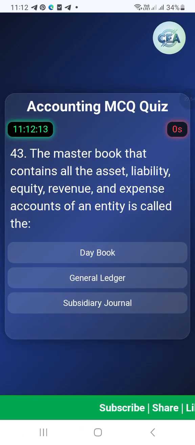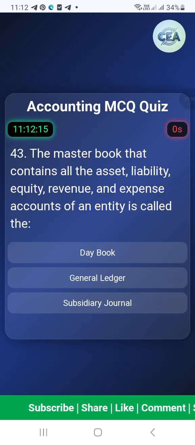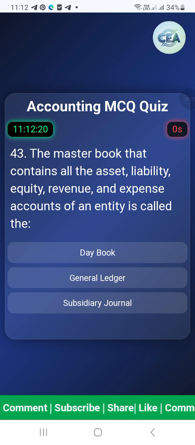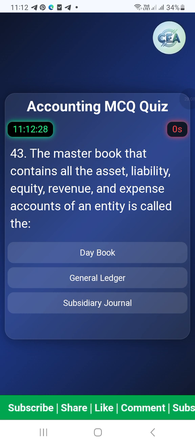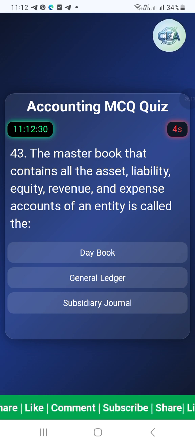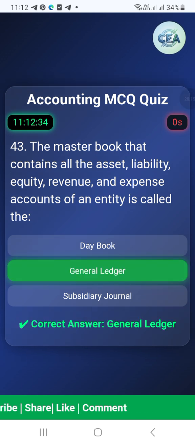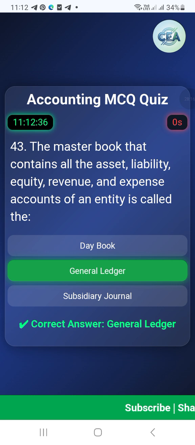43. The master book that contains all the asset, liability, equity, revenue, and expense accounts of an entity is called the Option 1. Day book. Option 2. General ledger. Option 3. Subsidiary journal. Correct answer is general ledger.